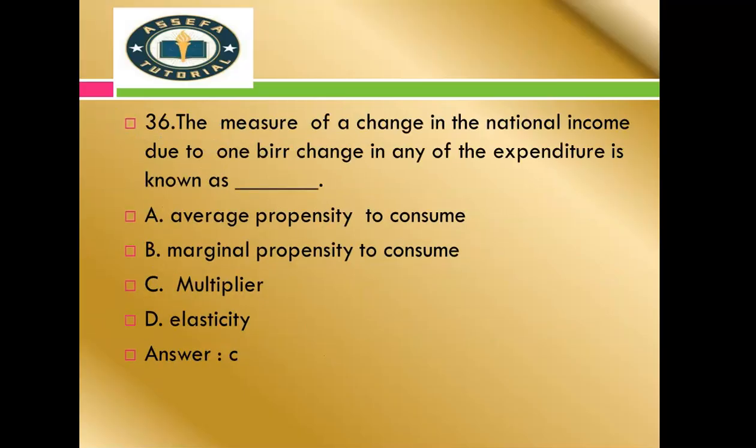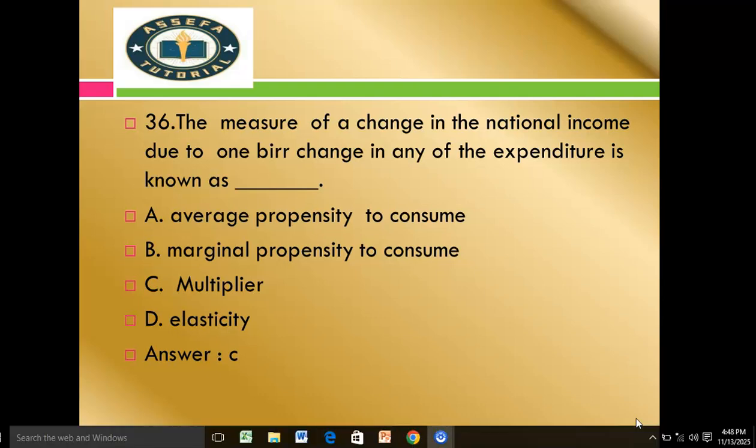Then question number 36. A measure of change in national income due to a one percent change in any expenditure is known as A. Average propensity to consume, B. Marginal propensity to consume, C. Multiplier, D. Elasticity. So the correct answer for this question is what? Multiplier, C.